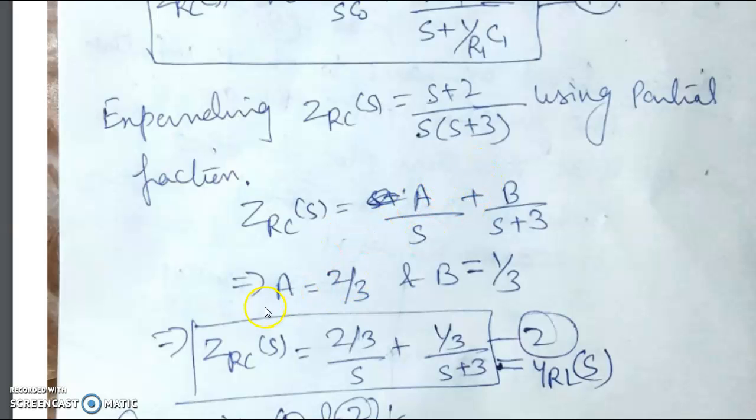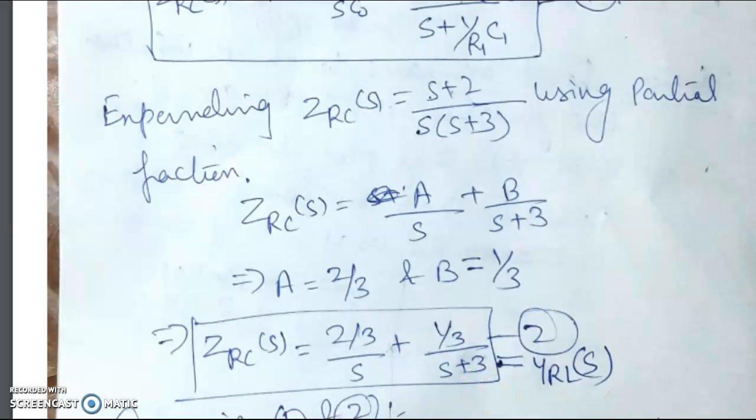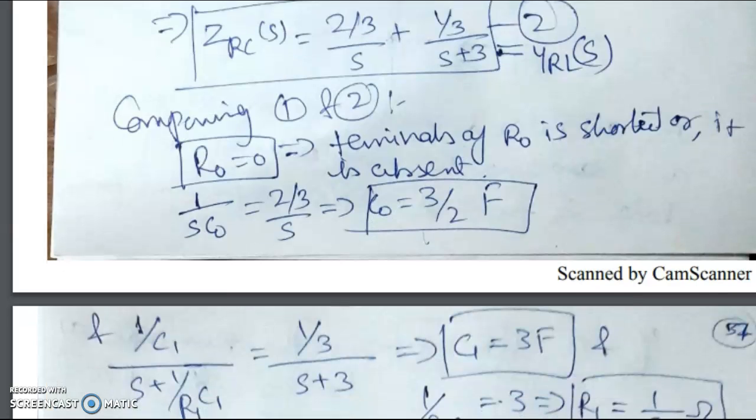When we solve for the constants, we get that A is equal to 2 by 3 and B is equal to 1 by 3. So the impedance function of the RC network can be written as 2 by 3 upon S plus 1 by 3 upon S plus 3. When we compare equation 1 and 2, we see that R0 is equal to 0.